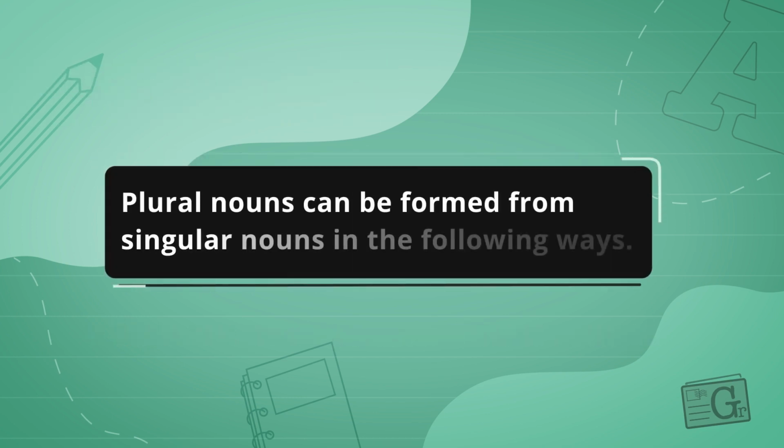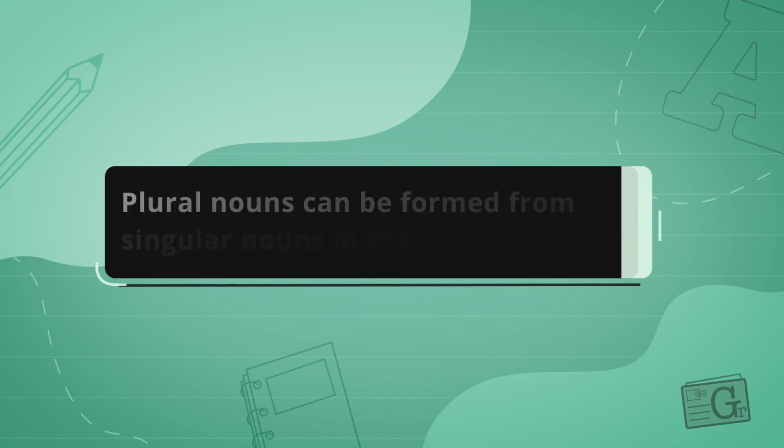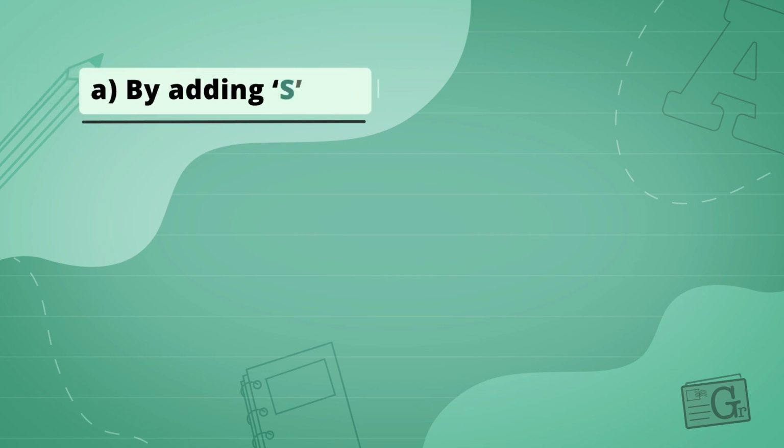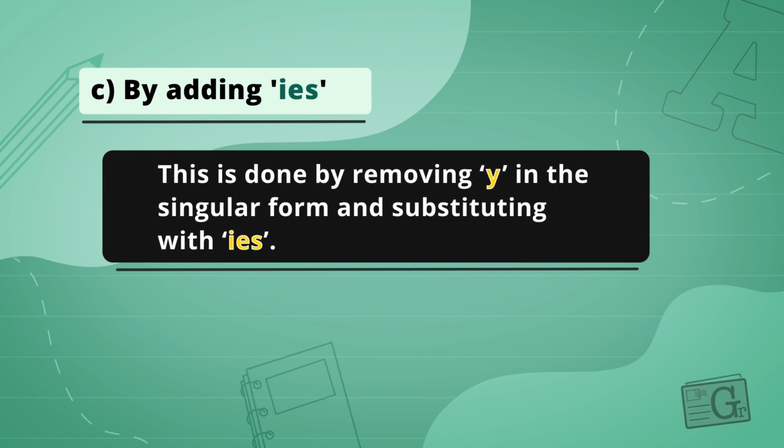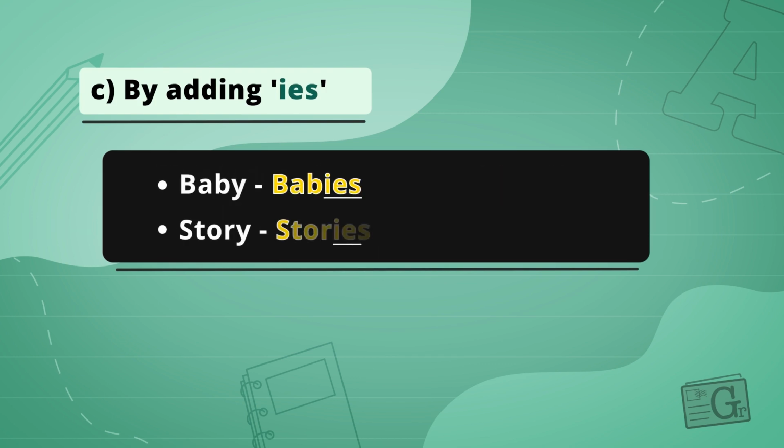Then, these plural nouns can be formed from the singular nouns in many ways. Let's see what those steps are. First step is by adding s to the singular noun. For example, bed, beds, flower, flowers. Next step is by adding es to the singular noun, we can make it plural. Bush, bushes, watch, watches. And the third step is by adding ies. This is done by removing the y in the singular form and substituting it with ies. For example, baby, babies, story, stories.